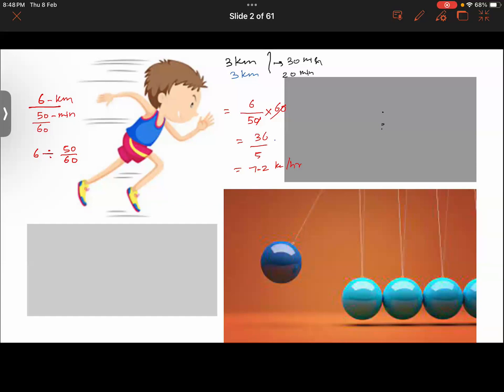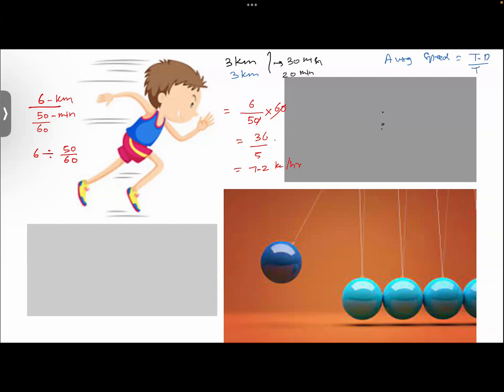So the formula required to find average speed is total distance upon total time. The total distance was 6 kilometer, total time taken was 50 minutes. So we know that this is distance divided by time, and time has to be converted from minute into hour. First of all, understand this one. Is 6 divided by 50 upon 60 not the same as this? First absorb this thing. So it is the same, because there's a sign of division here. This is upon.